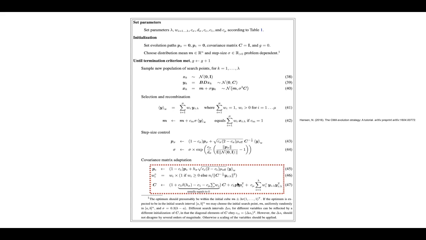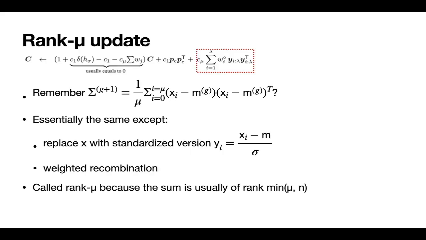What we do need to worry about, though, are the second and the third update terms, and they represent the so-called rank 1 update and rank mu update respectively. The terminology might be a bit confusing, but I'm not going to explain the reason behind this terminology, and you can refer to the Hansen 2016 paper for more details. But for now, just know that this is the rank mu update, and this is the rank 1 update. And between the 2 update terms, the rank mu update is actually the easier one, so let's start there.